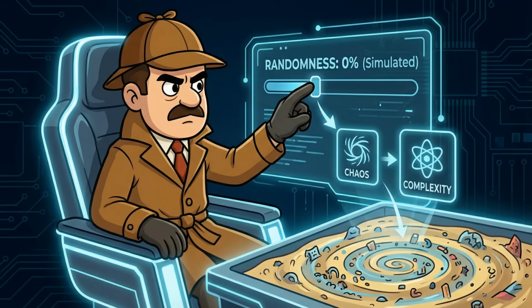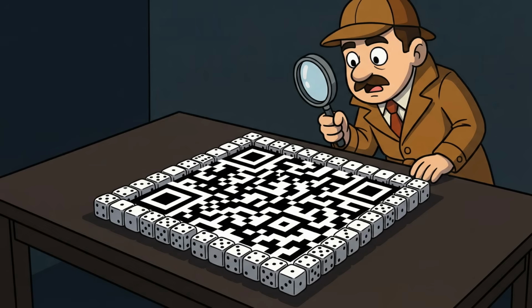The patterns in chaos aren't emerging from randomness. They're evidence that chaos itself is programmed, designed to look random while following precise mathematical rules. We might be living inside a program so sophisticated that even its chaos follows code.